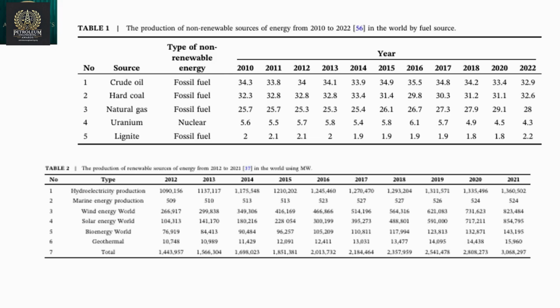Table 2 indicates the production of renewable sources of energy from 2020 to 2021 in the world using megawatts. I observed in this table that hydroelectric production covered the most of all types of renewable energy. Wind energy production is next to hydroelectric, solar energy next to wind energy, biomass energy next to solar energy, geothermal energy next to biomass energy, and marine energy is the last one. Marine energy's production is almost constant, but all other types of renewable energy productions increase every year.